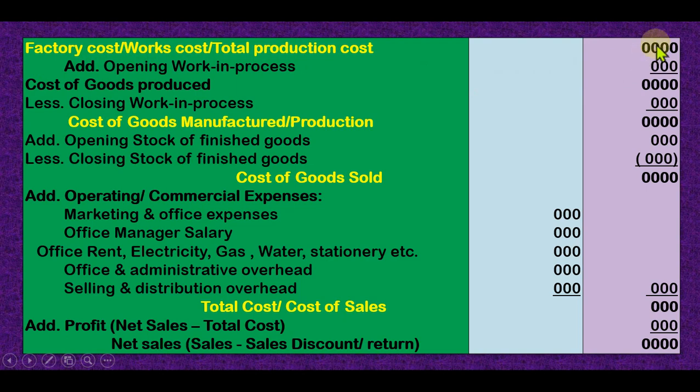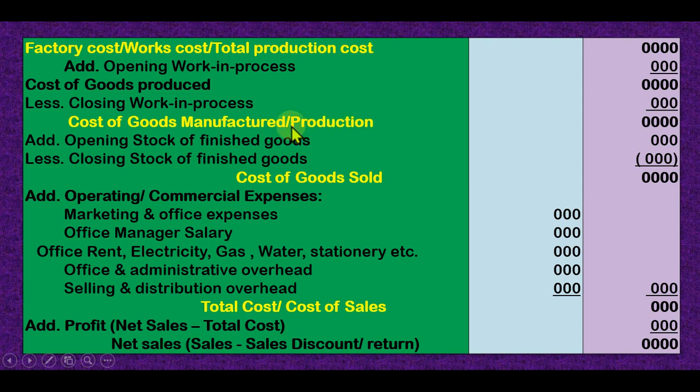This is this amount. Then with that, if we add opening work in process, then we will find the cost of goods produced. That means what is the cost for goods produced. Factory cost is added with opening work in process. That means whatever work in process goods are in the factory, we have to add with the current year factory cost. Then you will find out the cost of goods produced. From that, if you subtract closing work in process, then it is cost of goods manufactured or cost of production.